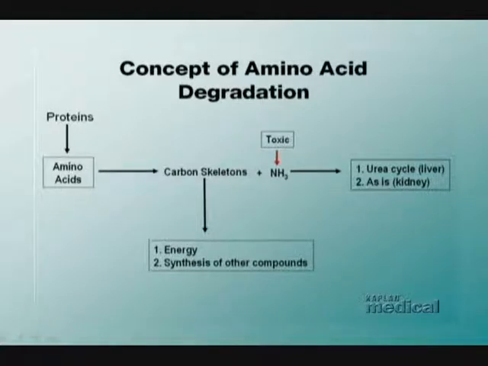So that's the overview of amino acid degradation. Think of protein being broken down to amino acids. The amino acids are composed of a carbon skeleton and an amino group. The carbon skeletons are going to be used for energy, perhaps in a fasting state, or in a fed state, they're going to be used to synthesize other nitrogen-containing compounds. The ammonia released from the amino acid is going to be used to make urea in the urea cycle and collected in the kidneys, excreted in the urine, or the free ammonia itself can be excreted in the urine as well.